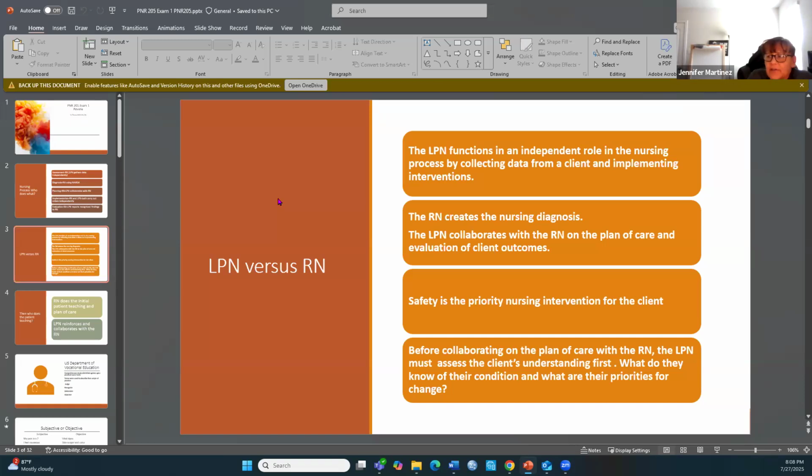Before collaborating on the plan of care with the RN, the LPN must assess the client's understanding first, right? What they know of their condition and what their priorities for change are. So we have to understand what our clients' priorities are, what they know about their condition, and what willingness they have to make changes, in order for them to maintain quality of life and potentially prevent progression of disease.